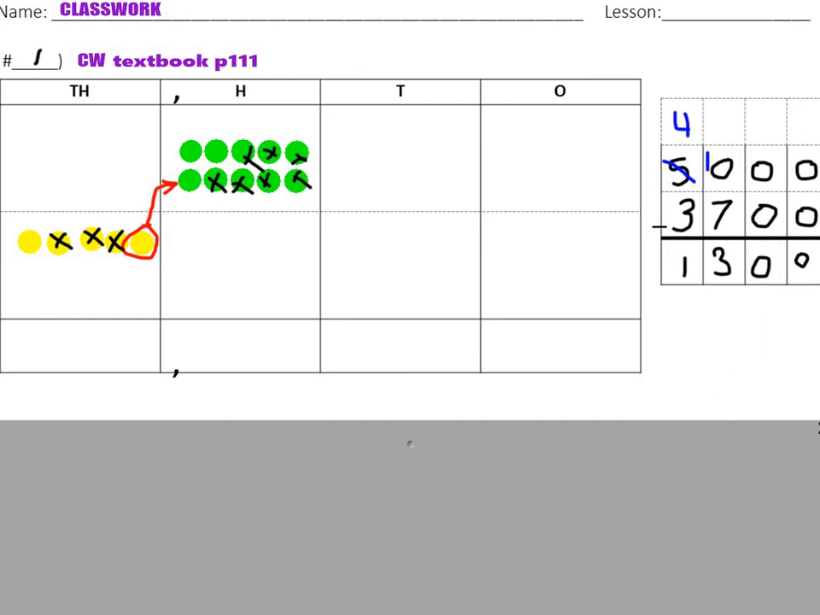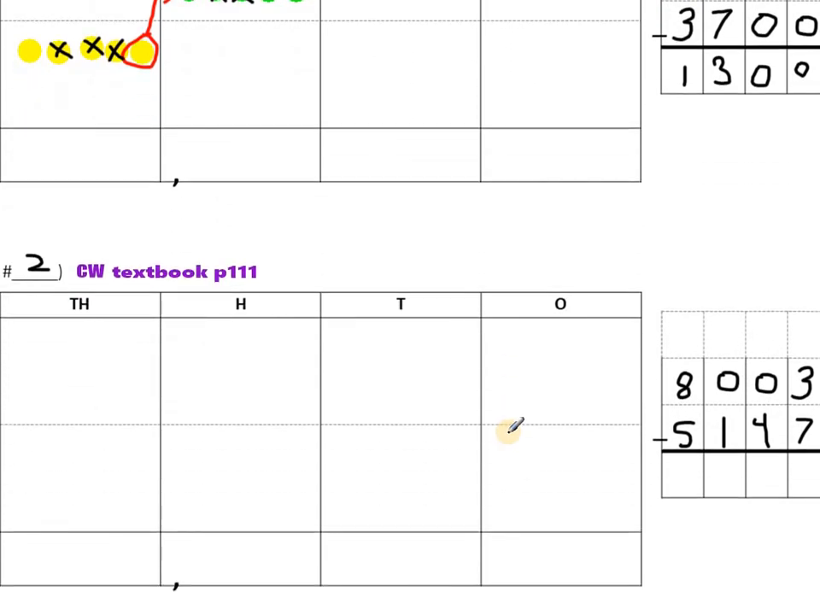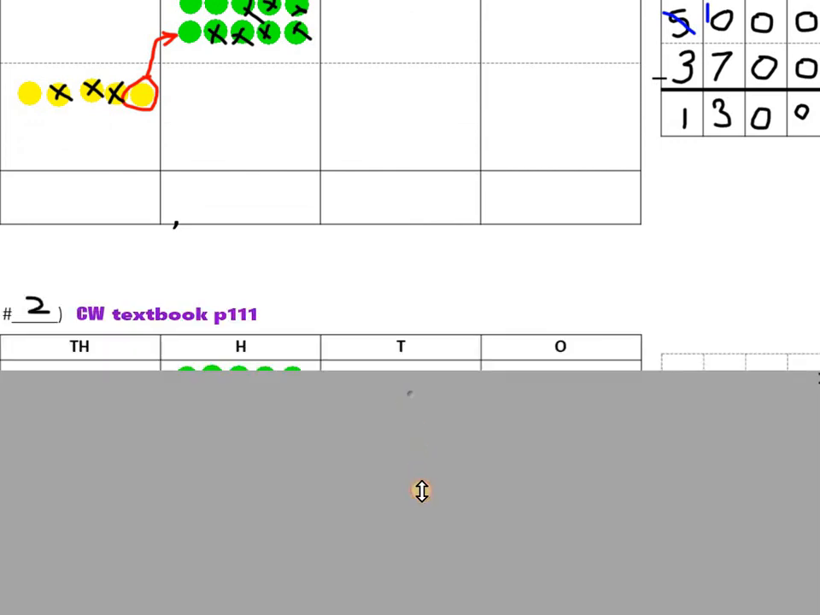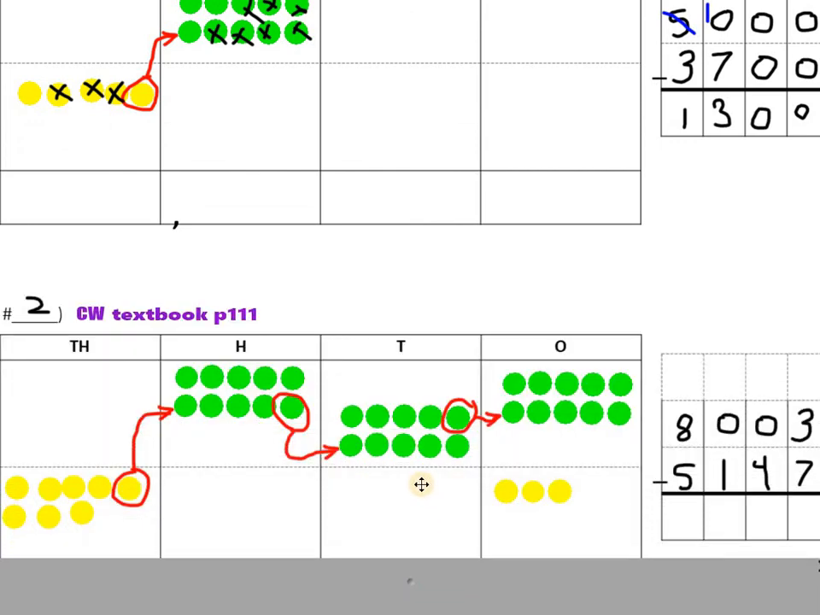Okay, it's your turn to do the next one. Please do this math problem right there. I'm going to set it up. Please press pause. Okay, so I have my place value chip chart set up, and I'm ready to do the subtraction. So in this case, I start with 8,003. And now I'm ready to subtract 5,147.